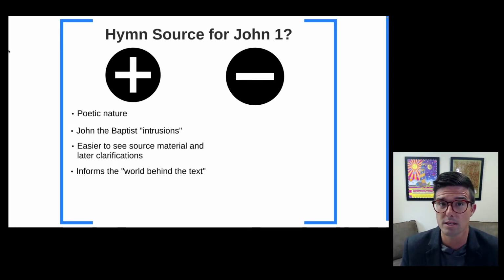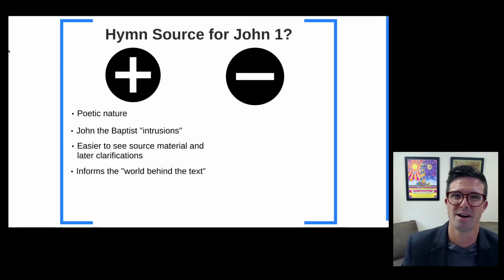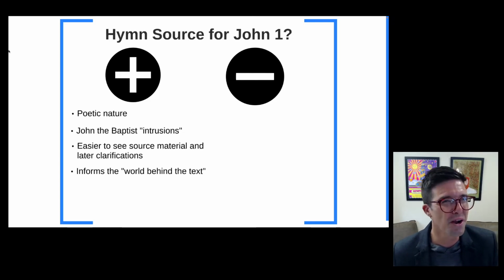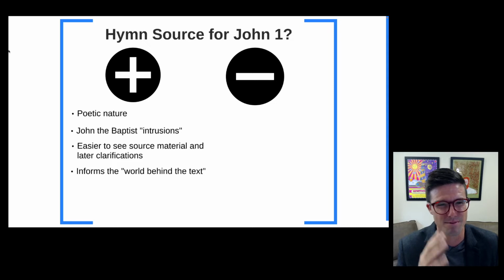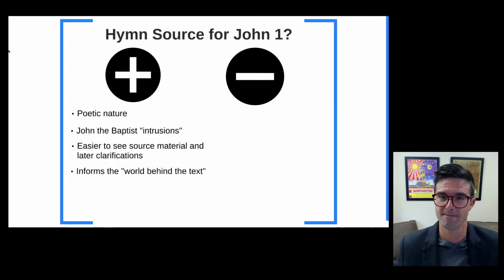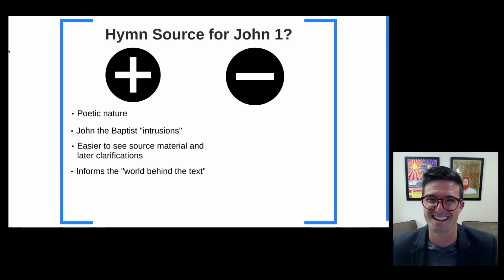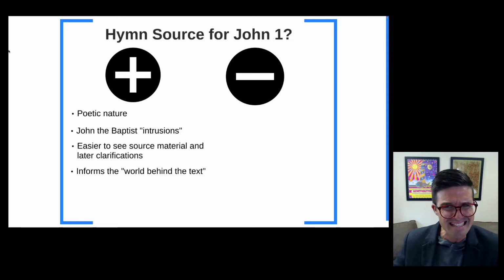As I've said, it really highlights the poetic nature. You can really see how beautifully poetic the prologue is when you take out some of those parentheses and those clarifications that are a little bit less poetic and a little bit less beautiful. You can also really see how these bits about John the Baptist in particular feel like intrusions. They feel like the author or the editor is really trying to communicate something about John the Baptist that doesn't seem to quite fit with the poetic nature of the rest of the prologue.